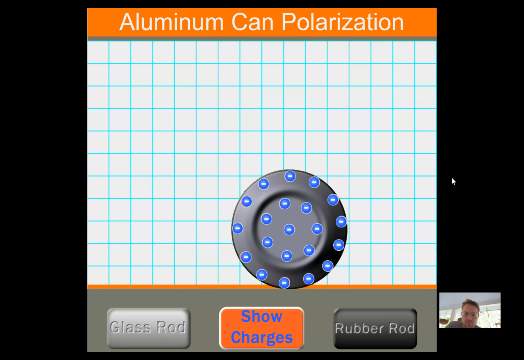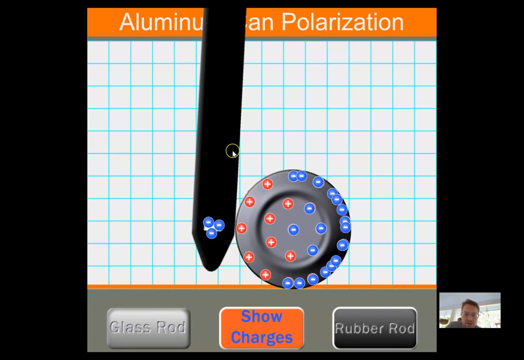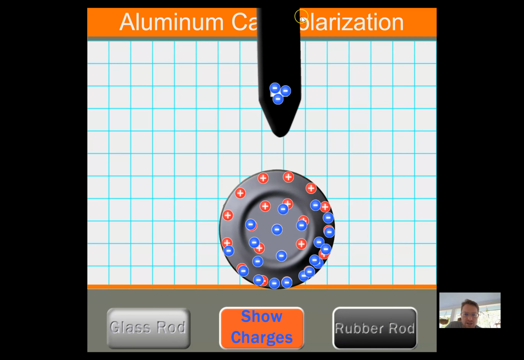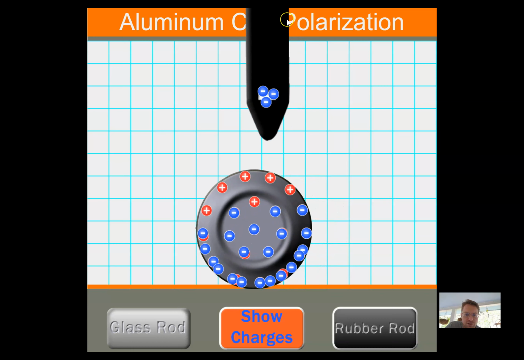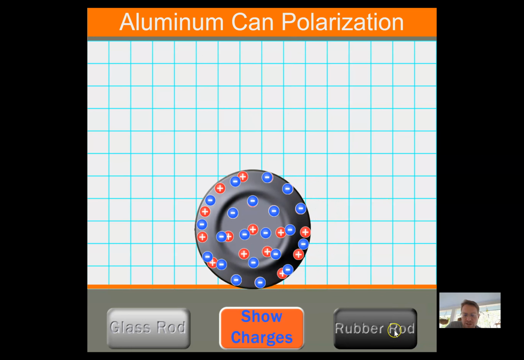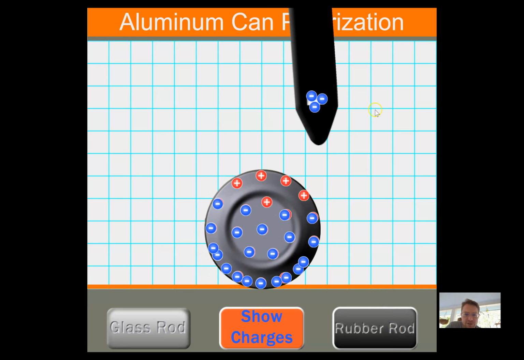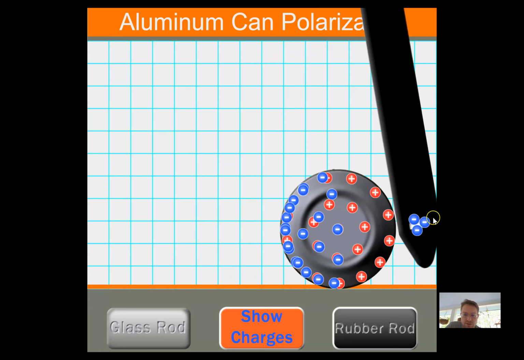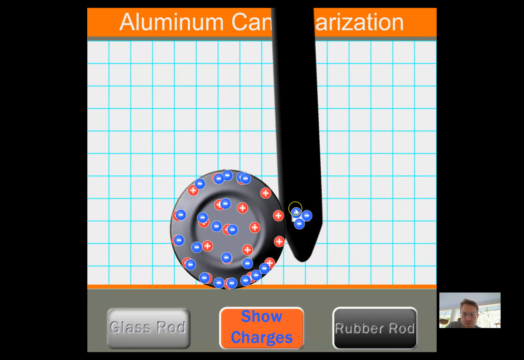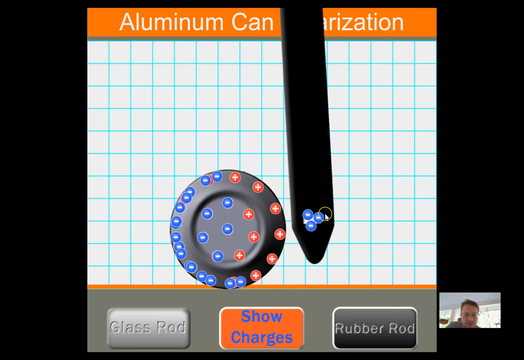If we get a model, an image of it in this little simulation, there's a neutral aluminum soda can. And put a rubber rod there that tends to get negatively charged when it's rubbed with something. Each material is different. Some materials are more likely to get negatively charged when they're rubbed with another material. Other objects are more likely to lose electrons and become positively charged.